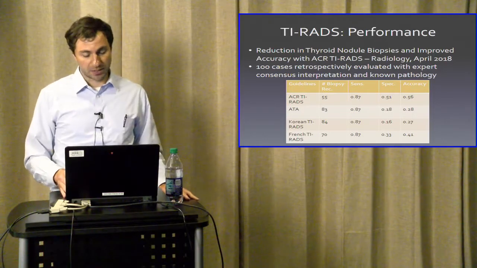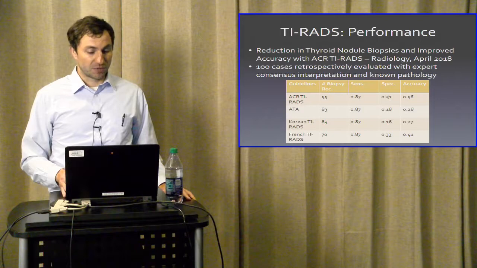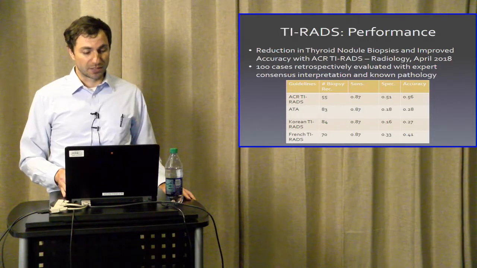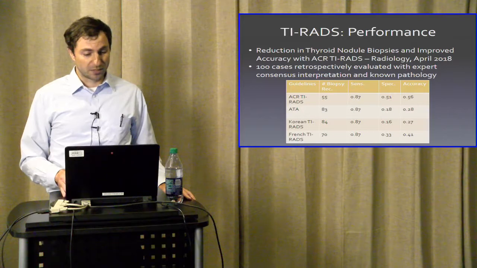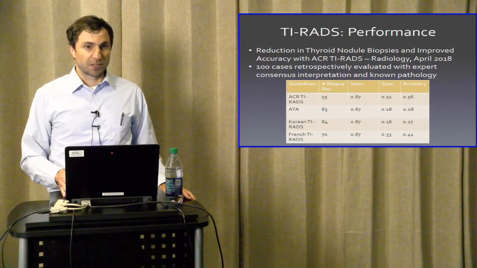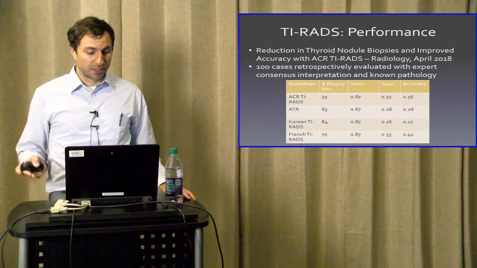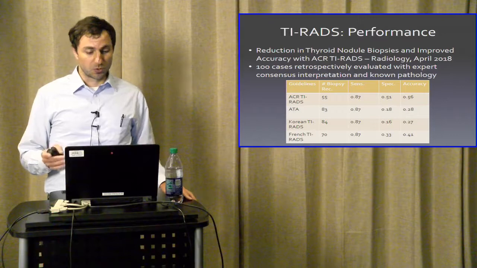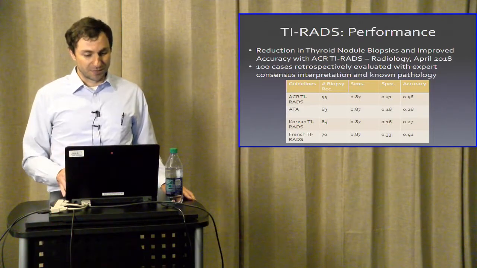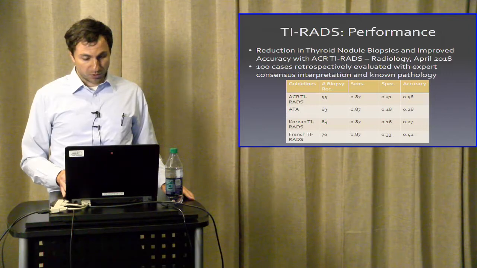That has not really held up in larger scale studies. The sensitivity is decreased in the ACR TI-RADS. Again, that's part of the way it was designed. You're kind of accepting that you're going to miss malignancies potentially, but the way that the system is designed, you're not supposed to miss clinically significant malignancies. These are malignancies that would cause potential morbidity and mortality to the patient.